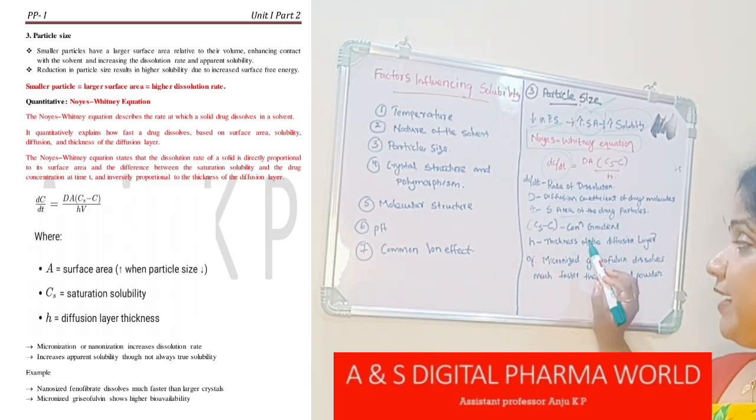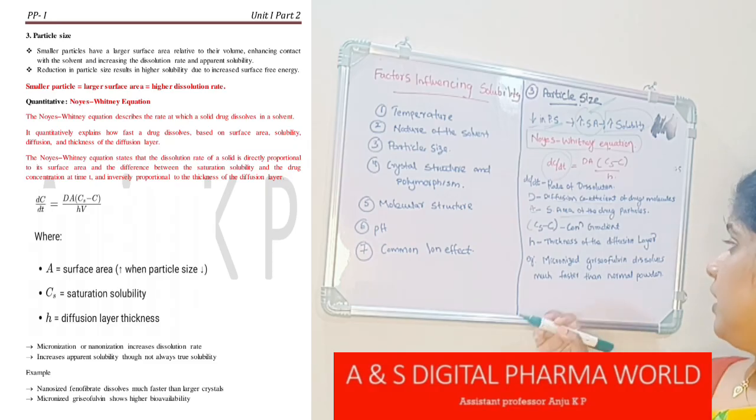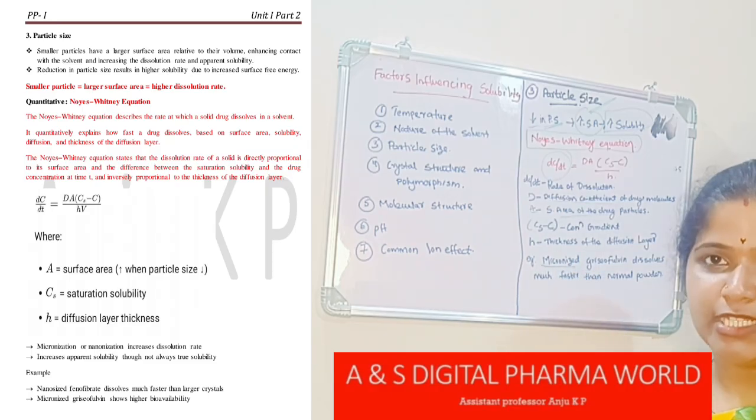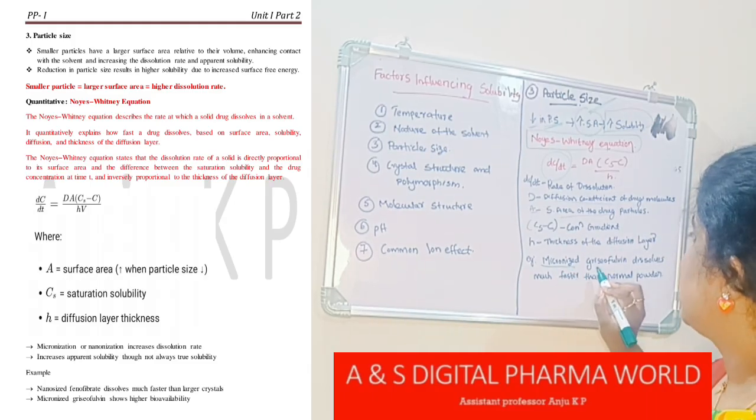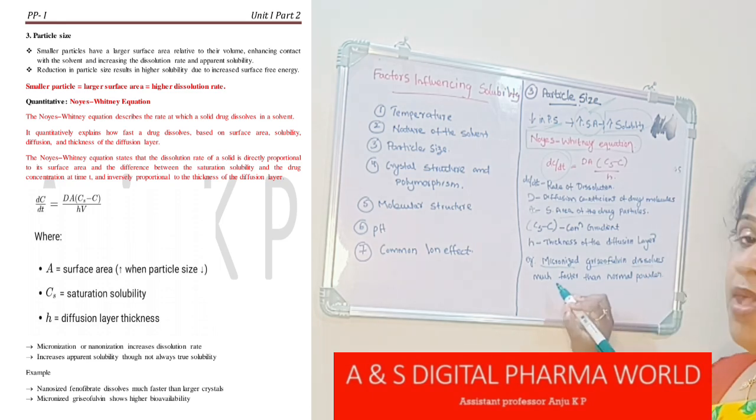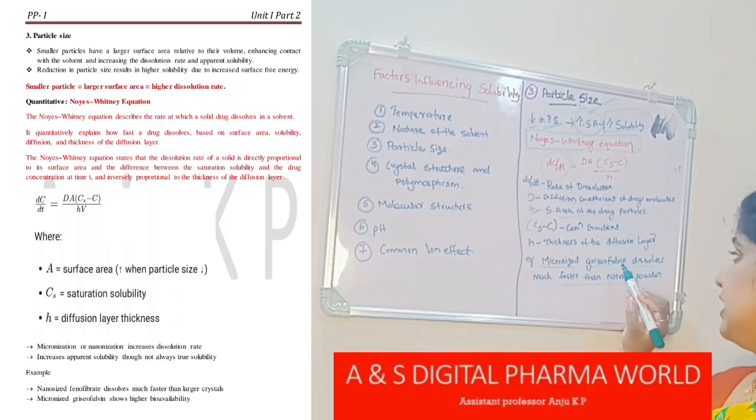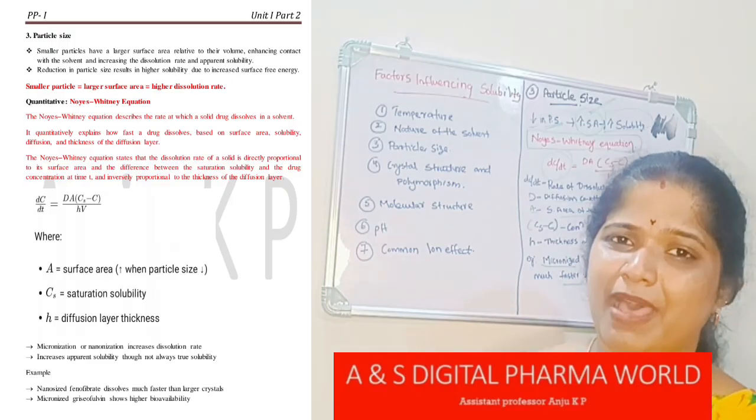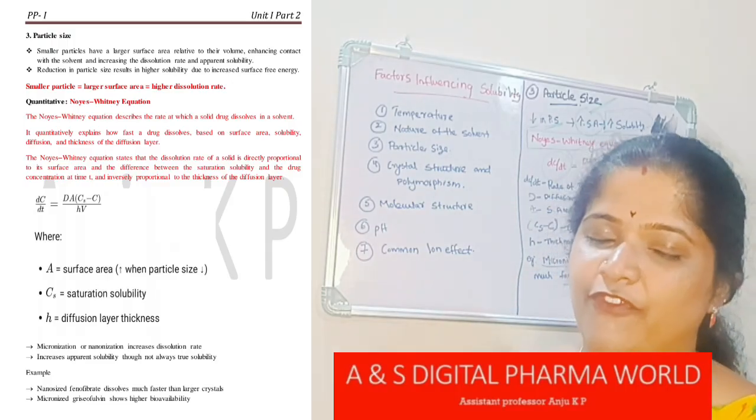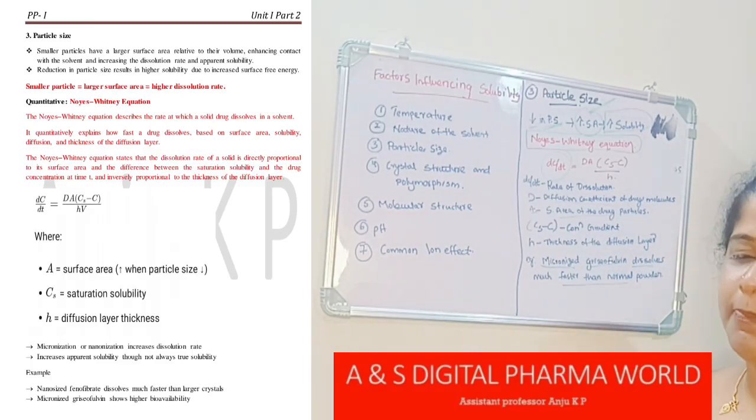Cs is the concentration gradient, and h is the thickness of the diffusion layer. And the example for particle size reduction: if we take micronized, it means we will convert the particle into the micrometer range. So micronized griseofulvin dissolves much faster than the normal powder. We have to keep it in mind: if the particle size is less, we'll get faster dissolution. It is explained by the Noyes-Whitney equation. I hope you people understood.